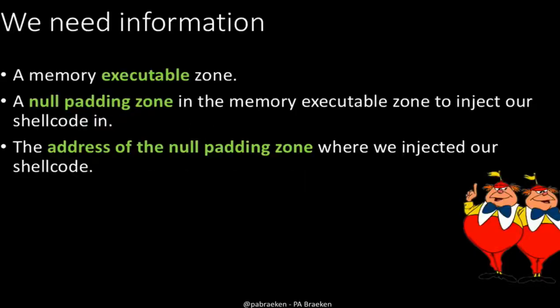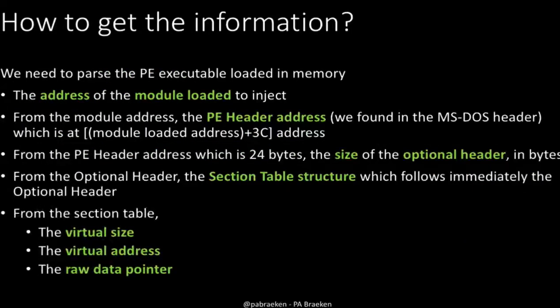So you have to find a memory executable zone, a null padding zone in the memory of the remote process, to inject your shellcode into this memory. You need the address of the null padding zone to inject your shellcode. Then you will need to parse the PE executable dynamically. The PE is running in memory, so you need to dynamically parse it. You will find the address of the module loaded to inject, and basically and sequentially, you will find all the information that you need until the padding zone.